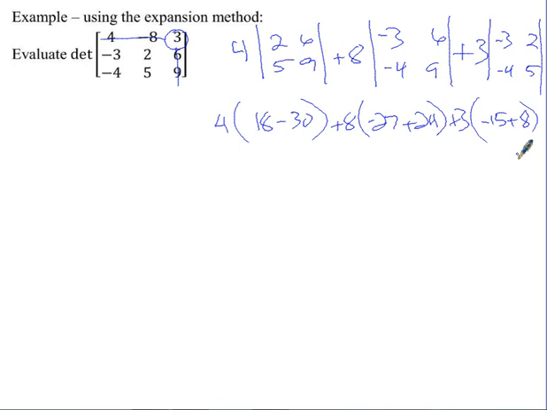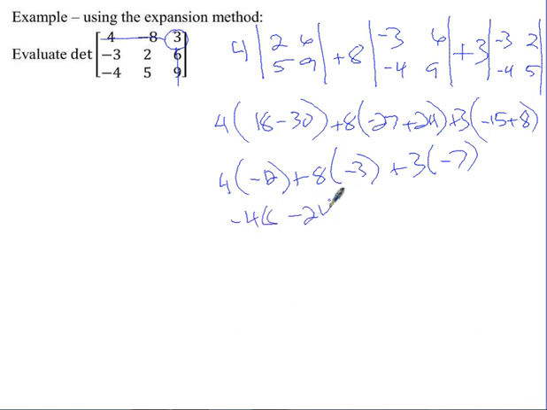I'm just being very formal. I'm writing everything down. 4 times negative 12 plus 8 times negative 3 plus 3 times negative 7. This is negative 48 minus 24 minus 21. Negative 48 minus 24 is negative 72. Minus 21 is negative 93.